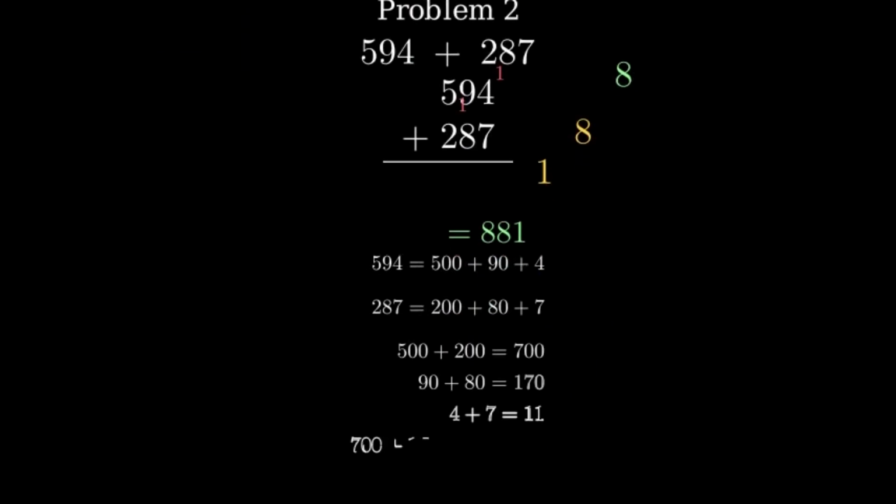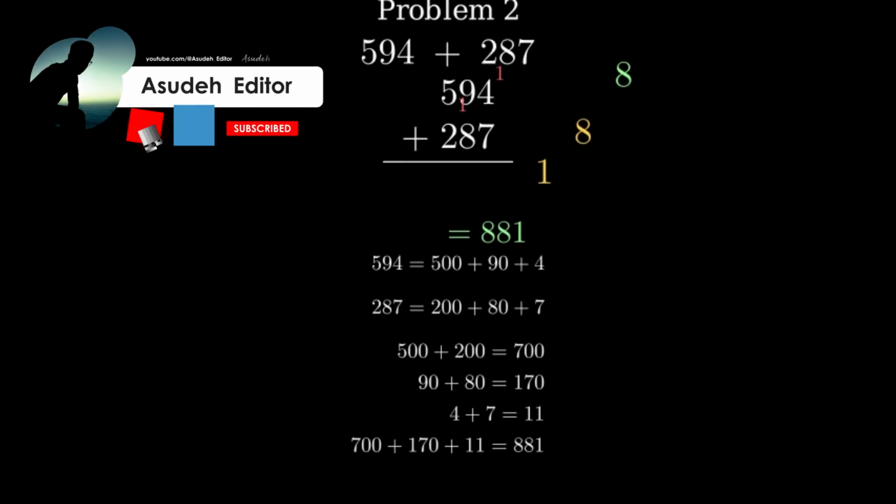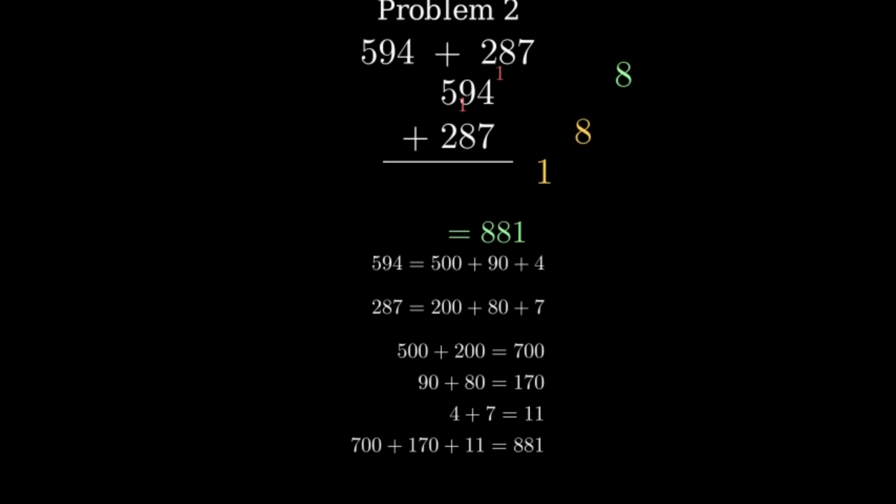Method 2, expanded form. 594 equals 500 plus 90 plus 4. 287 equals 200 plus 80 plus 7. Add like place values. Hundreds 5 plus 2 equals 7 hundreds. Tens 90 plus 80 equals 170. Ones 4 plus 7 equals 11. Combine. 700 plus 170 plus 11 equals 881.